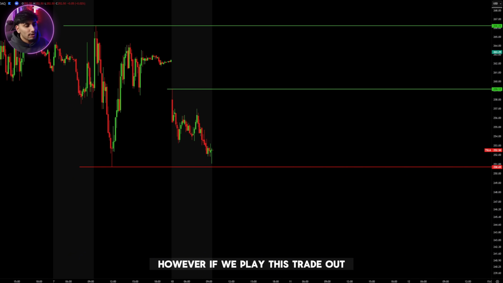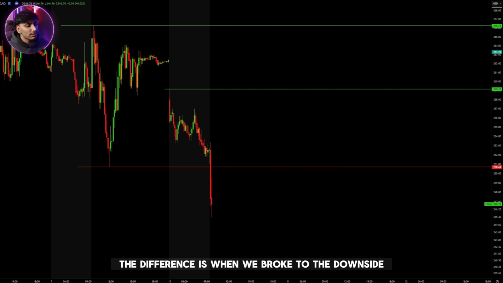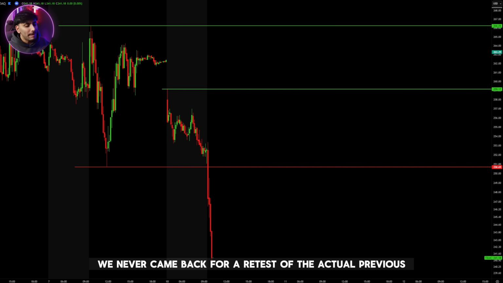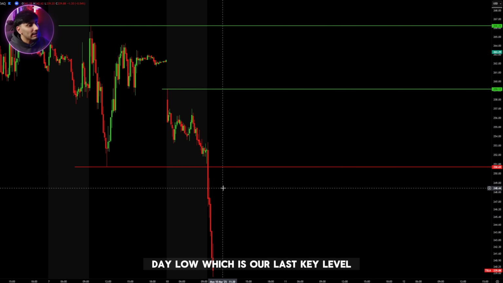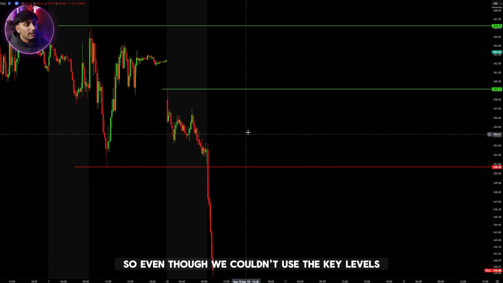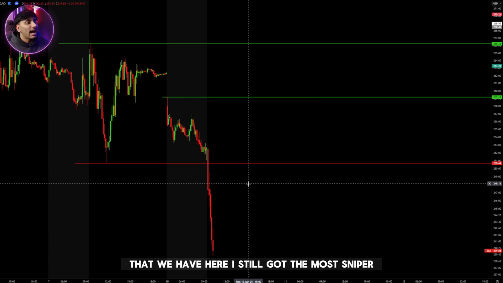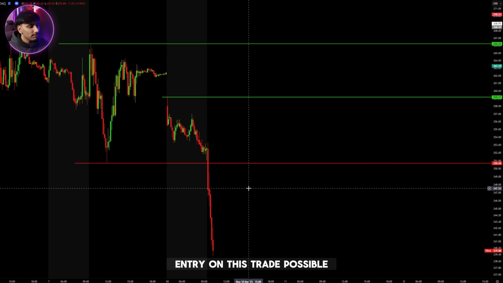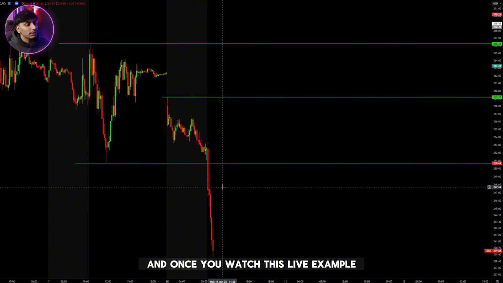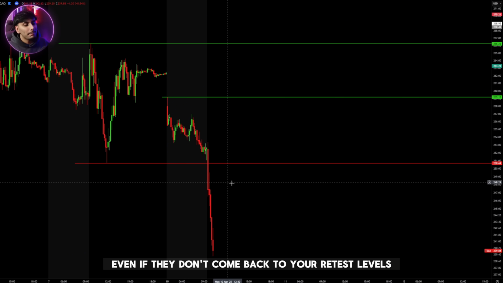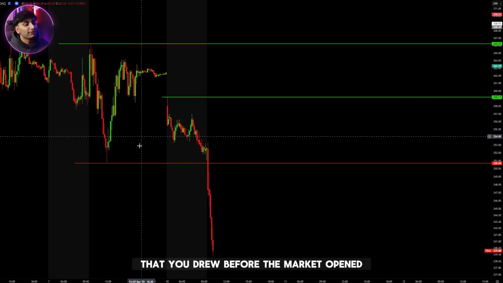However, if we play this trade out, the difference is when we broke to the downside, we never came back for a retest of the actual previous day low, which is our last key level. So even though we couldn't use the key levels that we have here, I still got the most sniper entry on this trade possible. And once you watch this live example, you'll be able to understand how to enter into sniper trades, even if they don't come back to your retest levels that you drew before the market opened.